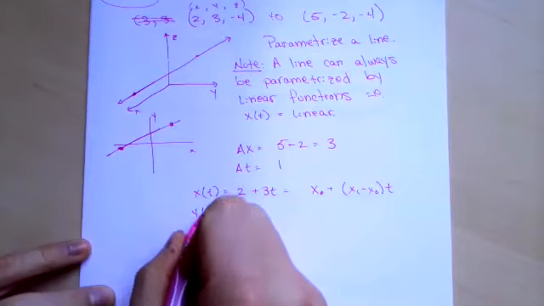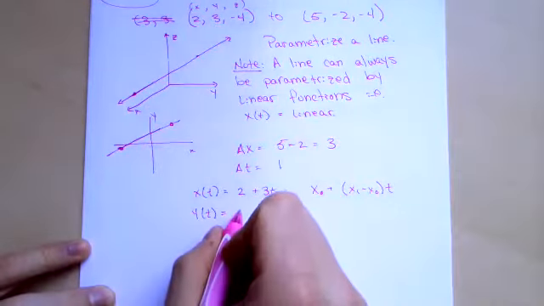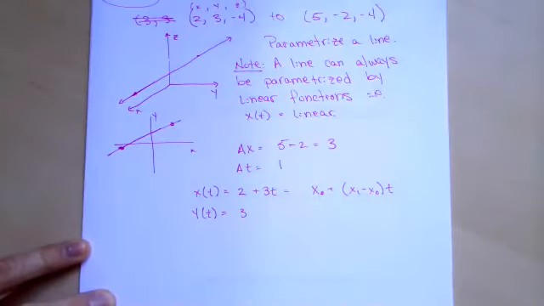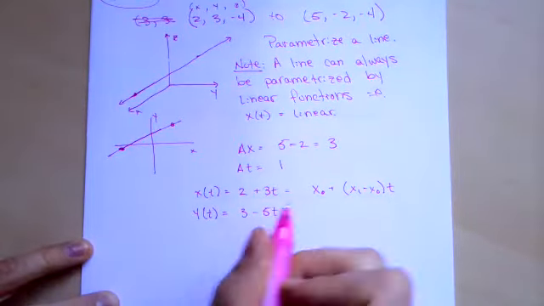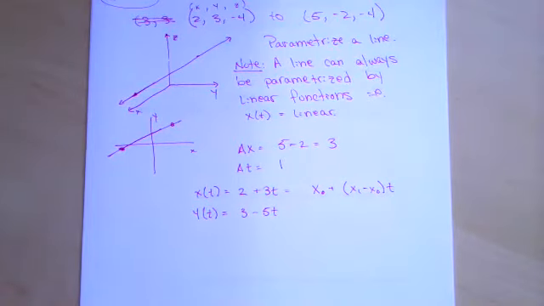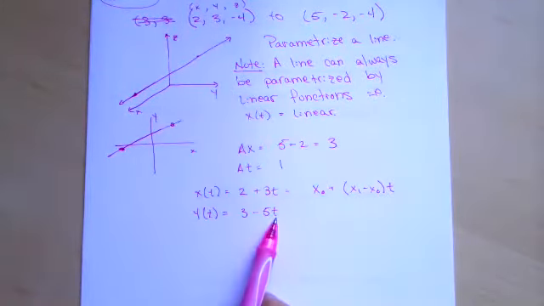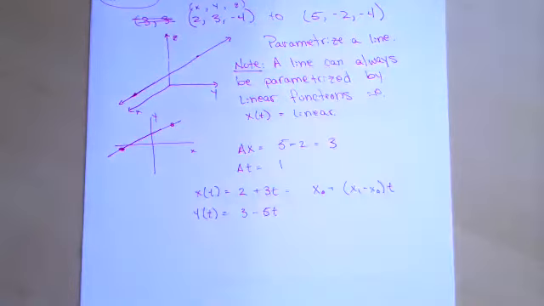What is our y going to be? So y starts at 3 and then goes to negative 2. So what's our change in y? We have to decrease by 5 over that 1 second. And you can check again. When t is 0, our y-coordinate is 3. When t is 1, our y-coordinate will be negative 2.